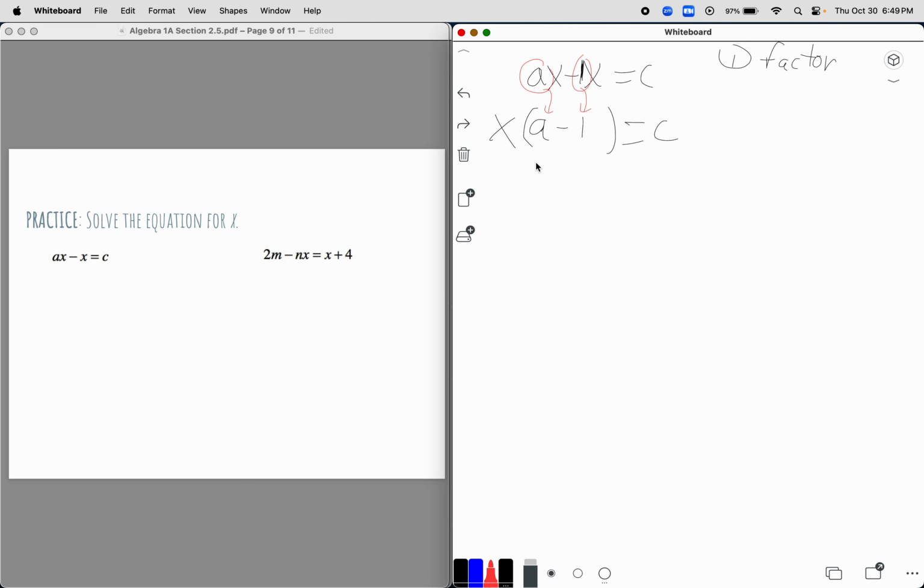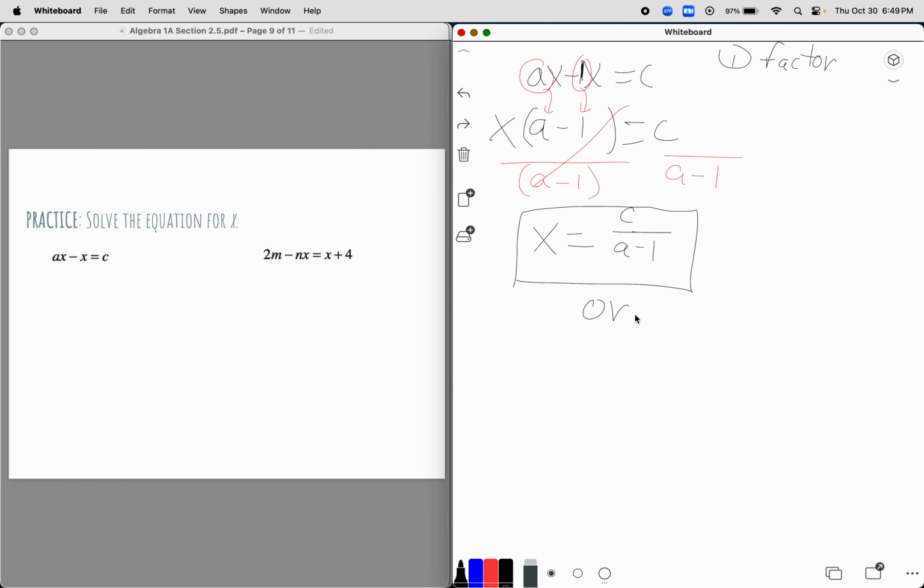Now remember, we're solving for x. And in this case, x is being multiplied by everything inside the parentheses. So what am I going to do? Well, I can divide by the parentheses. And that's exactly what I'm going to do on both sides. These two cancel. The x drops, which is exactly what I wanted. And then I have c divided by a minus 1. Okay? And that is my answer.